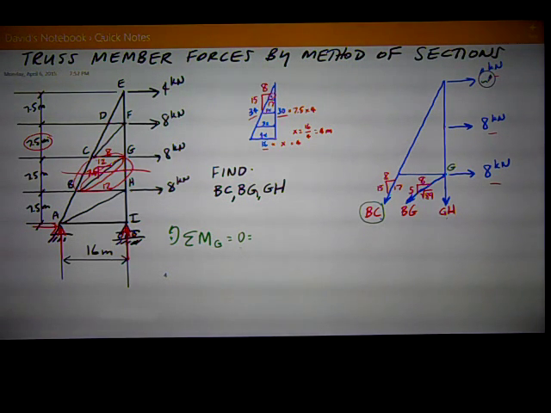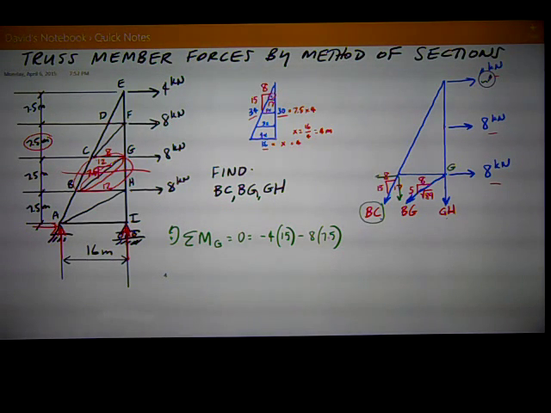Counterclockwise is positive. Starting up at the top, I've got 4 kilonewtons. It's trying to rotate clockwise, so it's -4. Negative for the rotation, 4 for the force, and it's a distance of 15 meters above it. Then I've got the 8 kilonewtons, and that is also trying to rotate clockwise, so it's a -8 times 7.5. Then BG and GH are eliminated because they intersect that point, as does that other 8 kilonewton force. So all I need to consider is the force in BC.